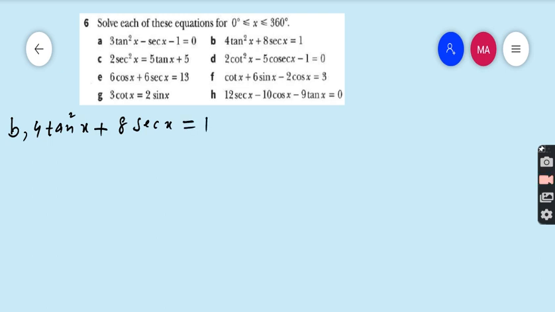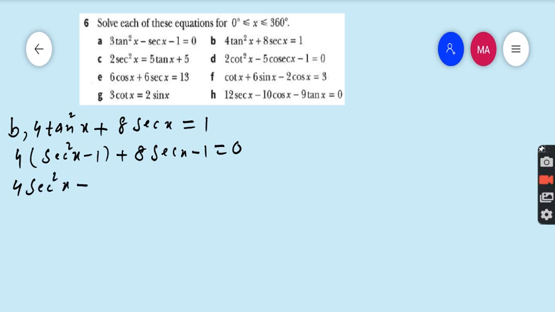So same strategy will be used. Replace this tan square x by sec square x minus 1, plus 8 sec x. Shift this one on this side, it will be minus 1, and on right hand side it is 0. 4 into sec square is 4 sec square x. 4 ones are 4, plus 8 sec x minus 1 is equals to 0.